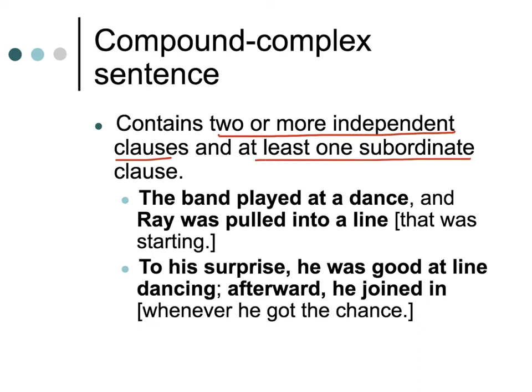The band played at a dance, and Ray was pulled into a line that was starting. Here's our clue that this is a compound sentence. We have a comma and a conjunction. Played is the verb, band is the subject, at a dance is the prep phrase. The band played at a dance. That's a sentence. Ray was pulled into a line. Was pulled, Ray is the subject, into a line is a prep phrase. Ray was pulled into a line.